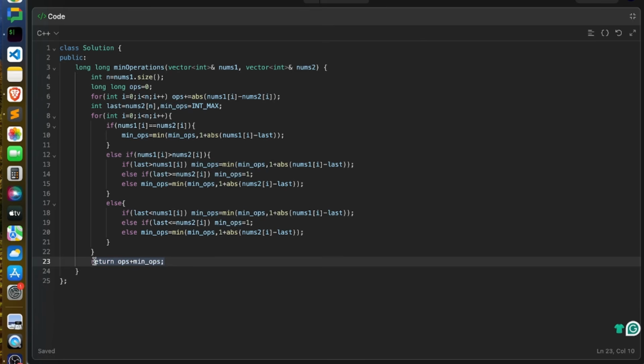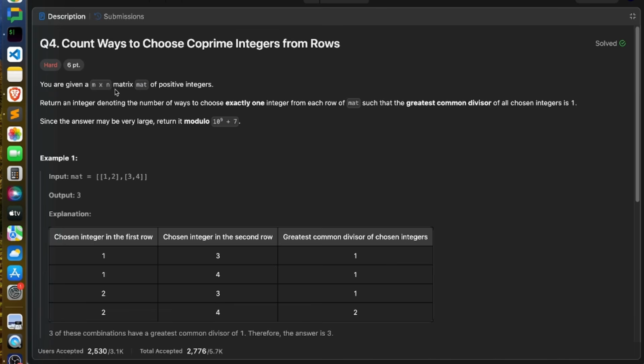So yeah, this is all about the code. Let's look at the fourth problem now. Here is the fourth problem. You are given an m cross n matrix of positive integers. We have to return an integer that denotes the number of ways to choose exactly one integer from each row of the matrix, such that the greatest common divisor of all the chosen integers is 1.